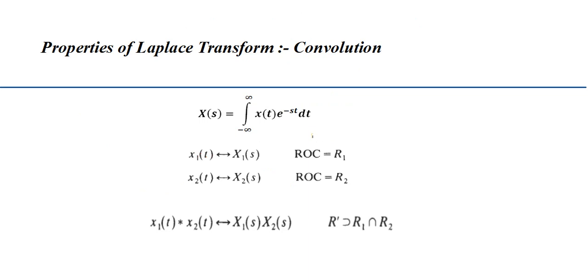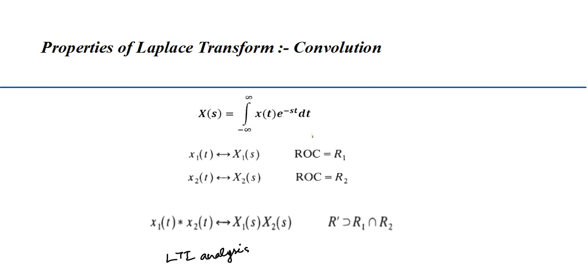If there is a signal x1 of t and the transform is x1 of s, and the ROC of that particular signal is represented by R1, and there is another signal x2 of t with transform x2 of s, and the ROC of that signal is represented by R2. And if there is a signal in the form x1 of t convolution x2 of t, then its transform is very simple: x1 of s into x2 of s. This is a very important property. Mainly we will use it in the analysis of LTI systems.